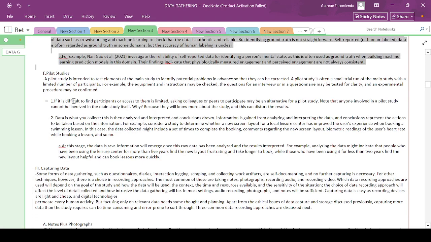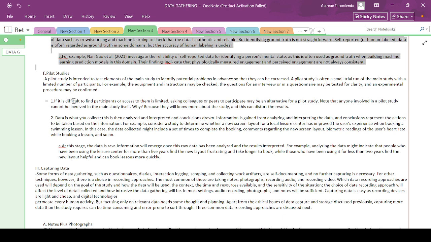Pilot study. A pilot study is intended to test elements of the main study to identify potential problems in advance so they can be corrected. A pilot study is often a small trial run of the main study with a limited number of participants. For example, the equipment and instructions may be checked. The questions for an interview or in a questionnaire may be tested for clarity, and an experimental procedure may be confirmed. If it's difficult to find participants or access to them is limited, asking colleagues or peers to participate may be an alternative for a pilot study. Note that anyone involved in a pilot study cannot be involved in the main study itself. Why? Because they will know more about the study and this can distort results.